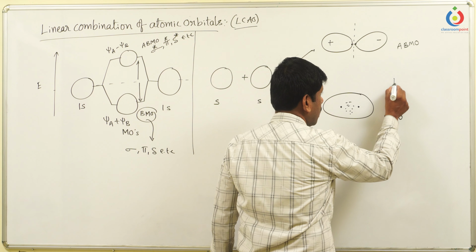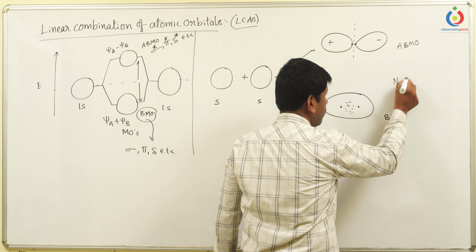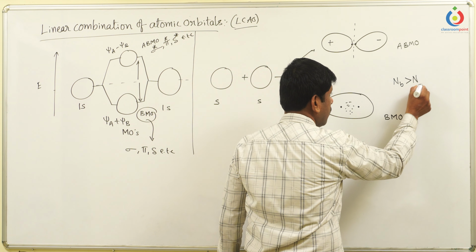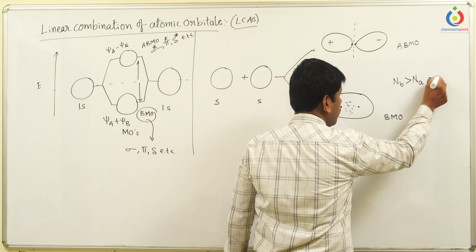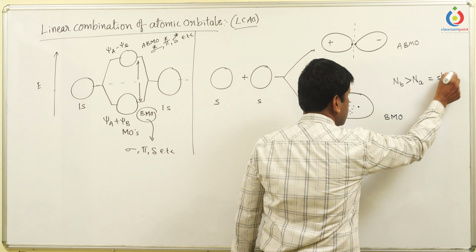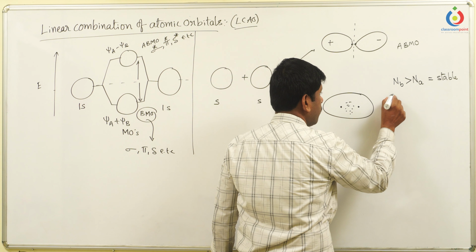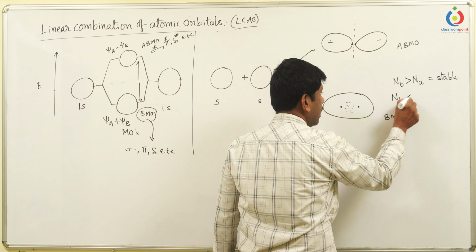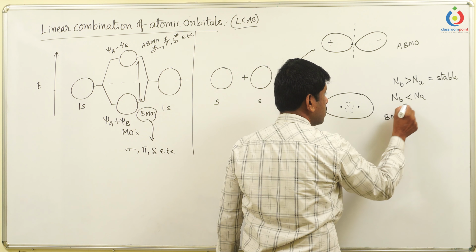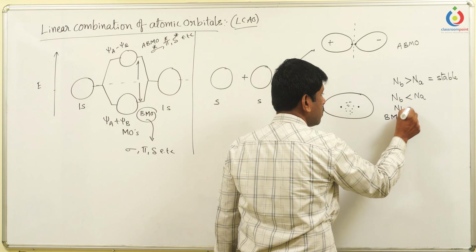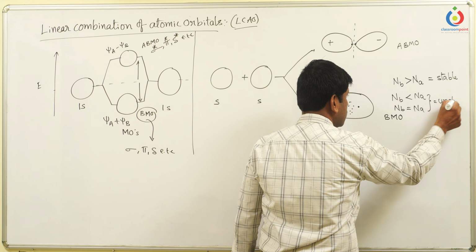So if the number of electrons in bonding molecular orbitals is greater than the number of electrons in anti-bonding molecular orbitals, such molecules are said to be stable. If the number of bonding electrons is less than the number of anti-bonding electrons, or the number of bonding electrons equals the number of anti-bonding electrons, such molecules are said to be unstable.